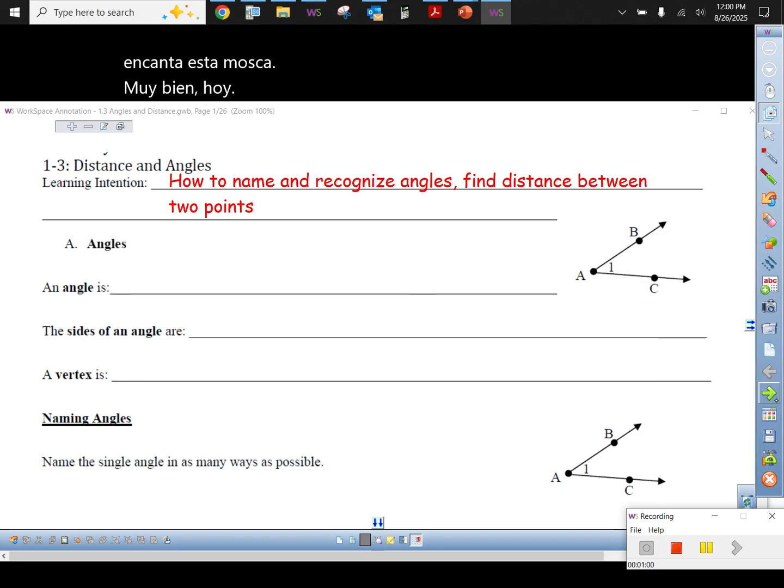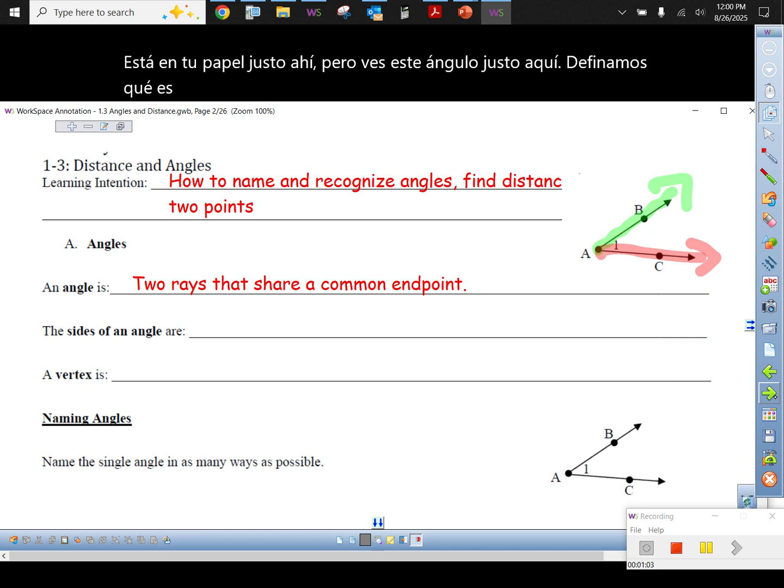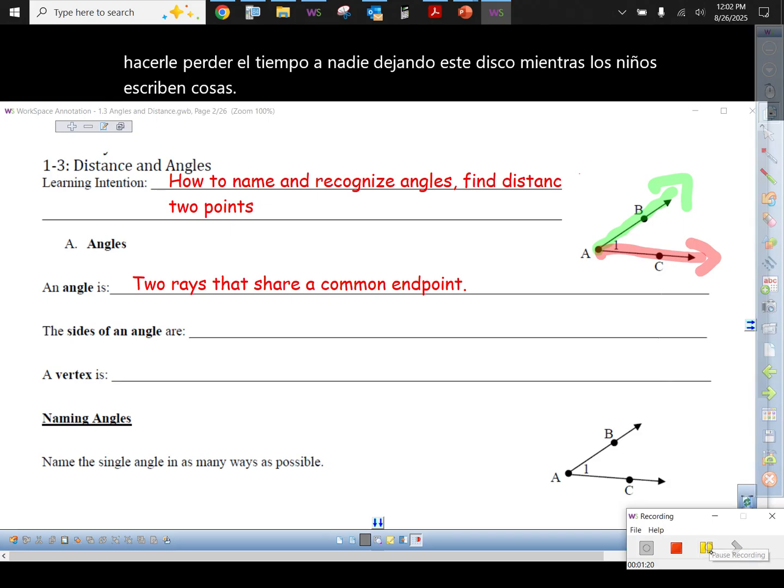Let's define what an angle is. An angle is like two rays that share a common endpoint. Two rays that share a common endpoint. And for those who are watching this on the video, I'm going to pause and start. If I go too fast for you in video land, you just pause your video and write down what we did. So two rays that share a common endpoint.